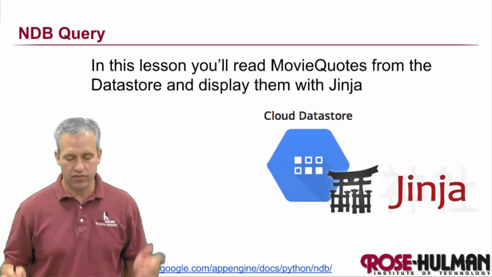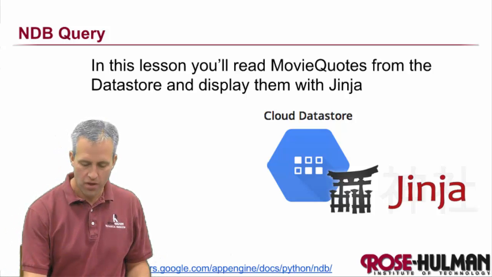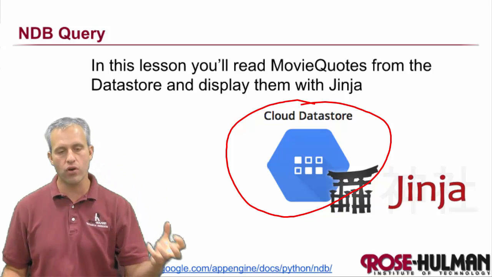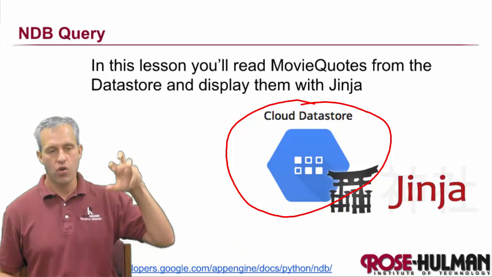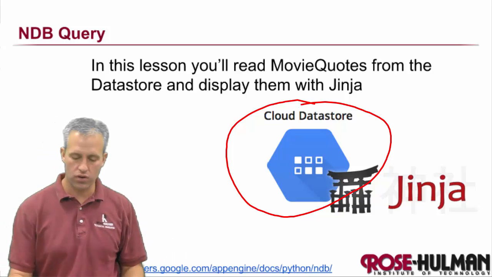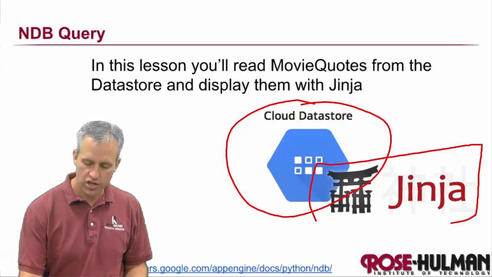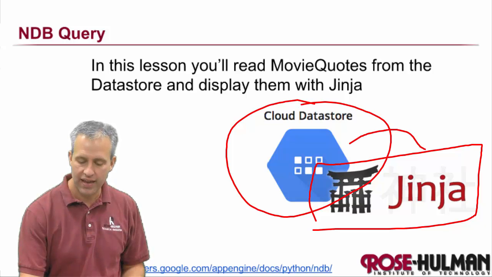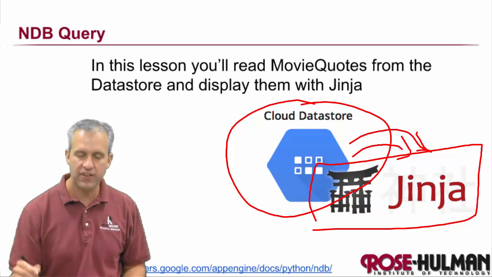All right, so welcome back. So where are we at? So we're rocking this data store, right? So we've got a form. It's sending us data. We're storing it in the data store. We've got Jinja. It was making the form for us, but it's not actually pulling anything out of the data store and feeding it into Jinja.